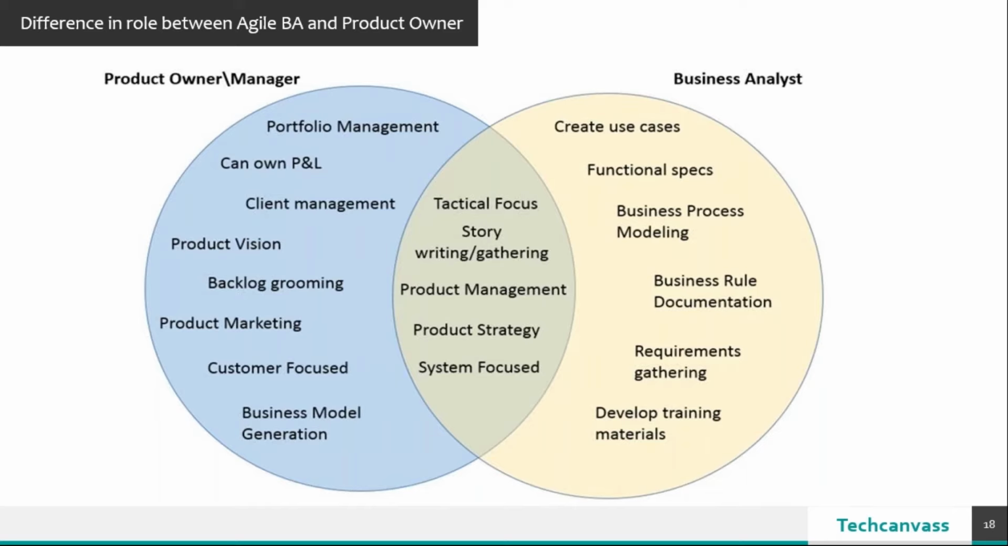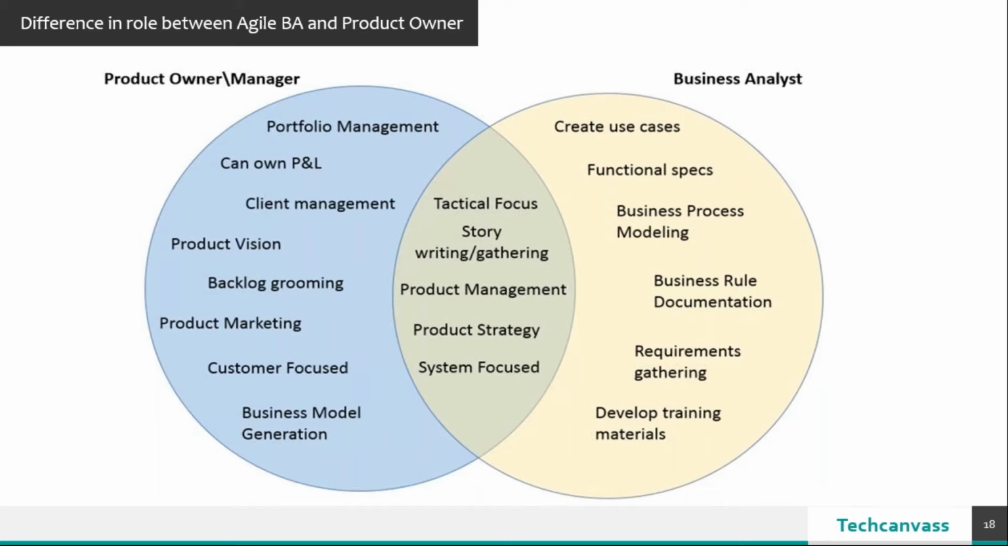And now where there is an overlap is again the tactical focus. So a business analyst, when they understand what the product vision is, would also have a proper tactical focus on what needs to go ahead, how, and when you might want to launch something out in the market. So there is this overlap with both the roles. Again, story writing or gathering can be done by the product owner as well as a business analyst.